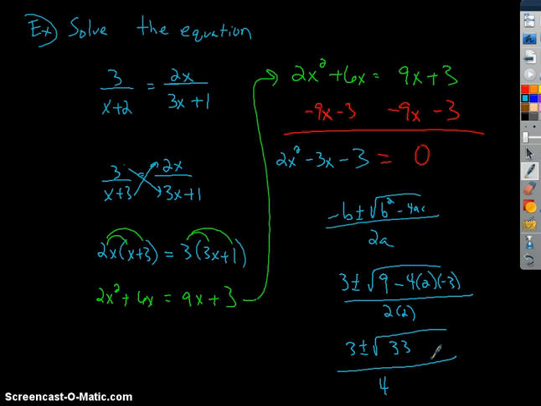So I don't think we can go any further with that. 33 doesn't have any perfect squares in it. So our final answer for this is x equals 3 plus or minus the square root of 33, over 4. So that would be the solutions to it.